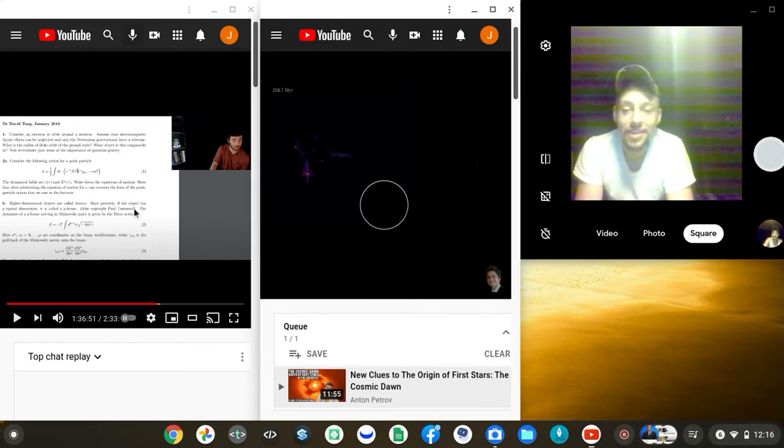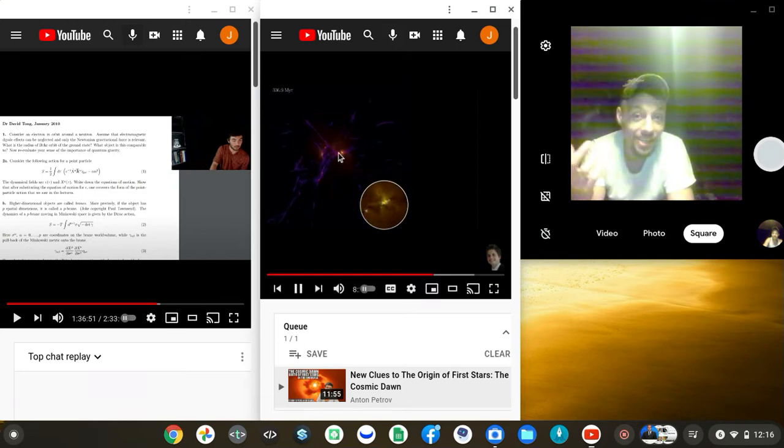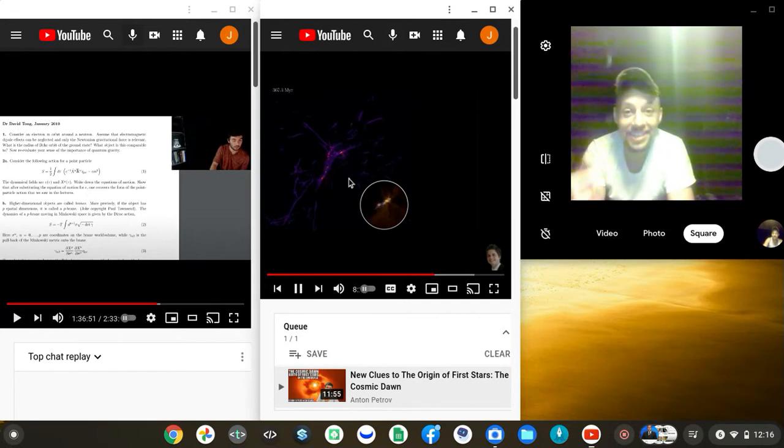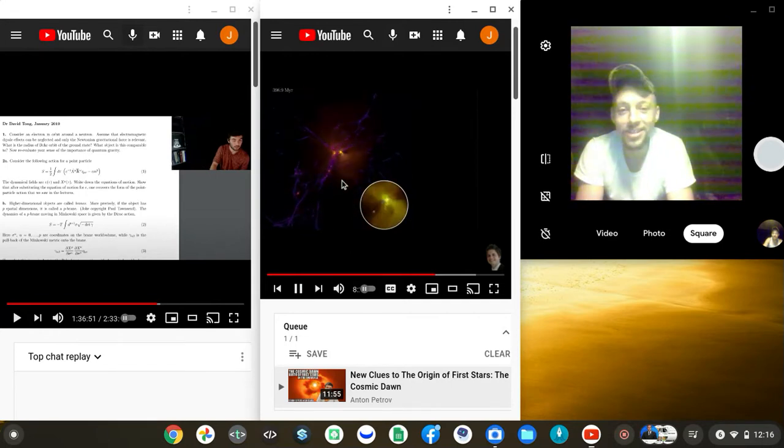It's showing us how the early cosmic dawn happened. According to them, the first stars appeared somewhere right here, going backwards in time, possibly about 250 million years, maybe 350 million years after the initial creation of the universe, after the beginning of the Big Bang.